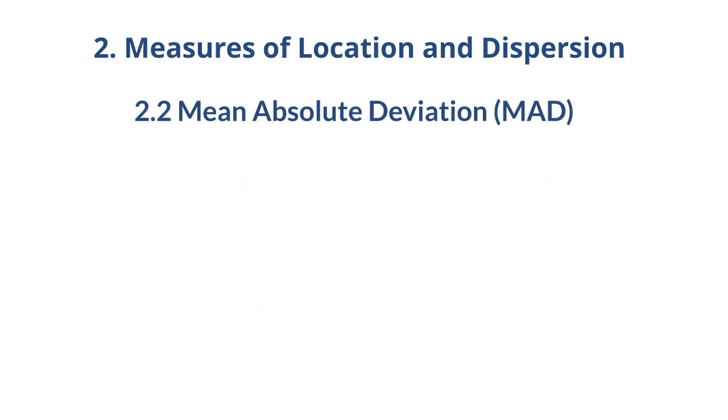2.2. Mean absolute deviation, MAD. MAD is a measure of the dispersion, spread, of data points around the mean. Unlike variance or standard deviation, which square the deviations, MAD takes the absolute value of the deviations.